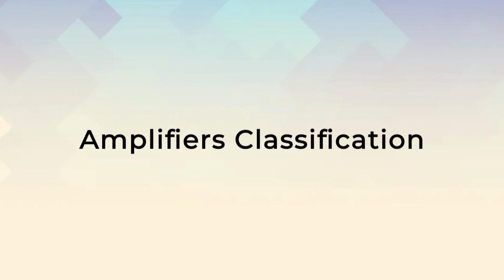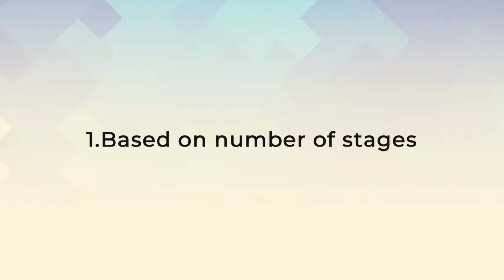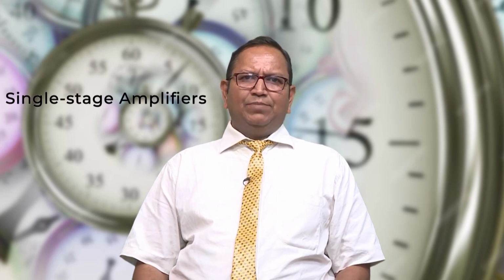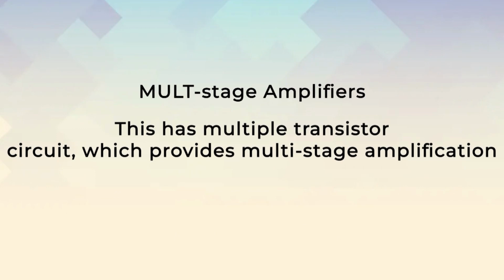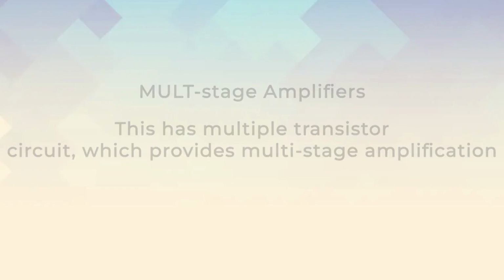The amplifiers are classified according to many considerations that we will discuss one by one here. First one is based on the number of stages. Depending upon the number of stages of amplification, there are single stage amplifiers and multi stage amplifiers. A single stage amplifier has only one transistor circuit, which is a single stage amplification. Second one is a multi stage amplifier. In this, multiple transistor circuits are used, which provide multi stage amplification.